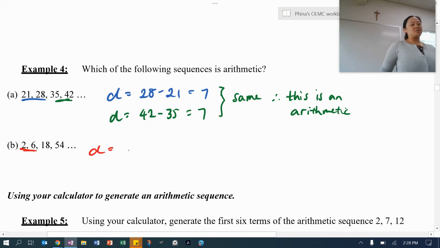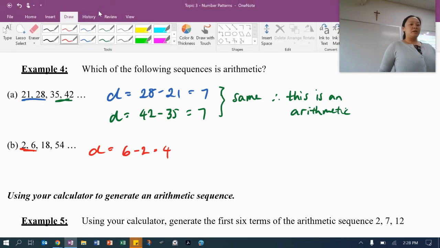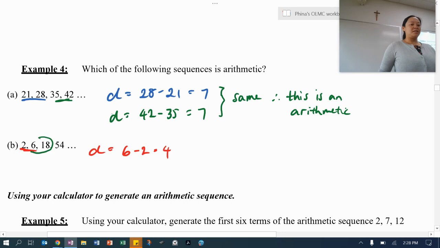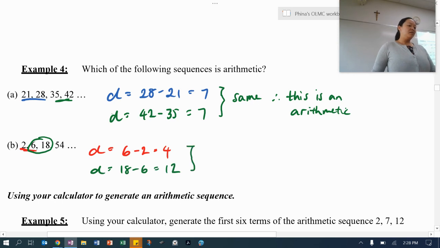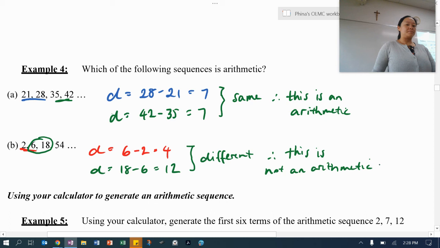So let's do 6 and 2. So 6 minus 2 is 4. So that's the first one. And just for my interest, I'll do 18 and 6. So 18 minus 6 is 12. And can you see here, they're different? So therefore, this isn't an arithmetic sequence. So this is not an arithmetic sequence. Okay. So do we always go right to left?